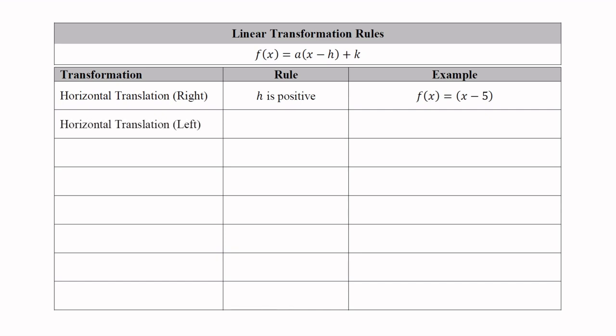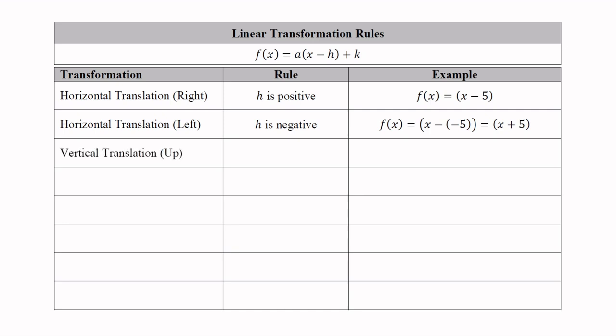A horizontal translation to the left occurs when h is negative. And so if we put in a negative 5, you have minus a negative, which makes it x plus 5. So be careful when you're talking about horizontal translations to the left and right, because when you encounter an equation, it's going to look like right is negative and left is positive simply because h in the general form at the top there follows a minus sign. So it's going to look opposite of how you would think it should go.